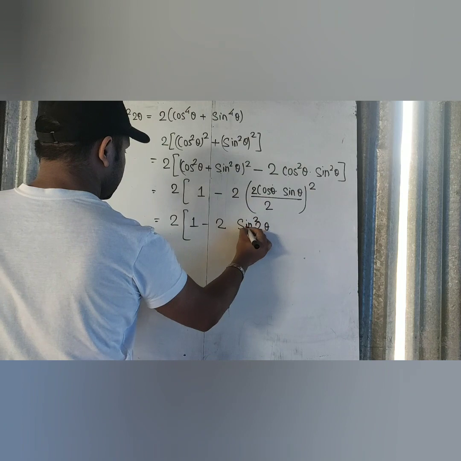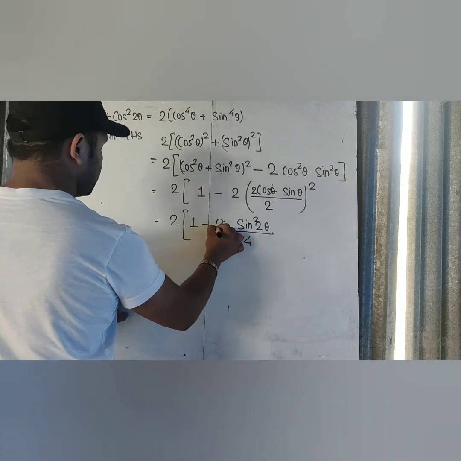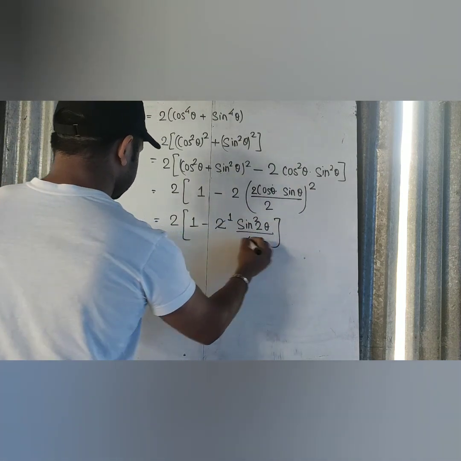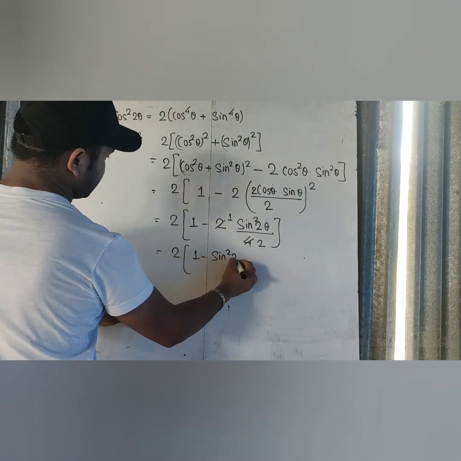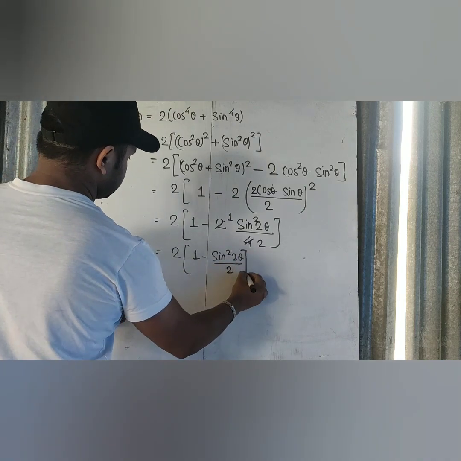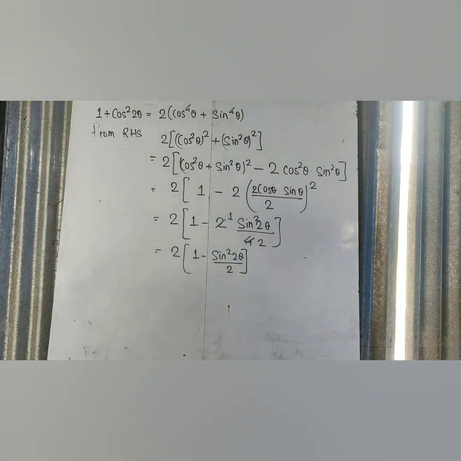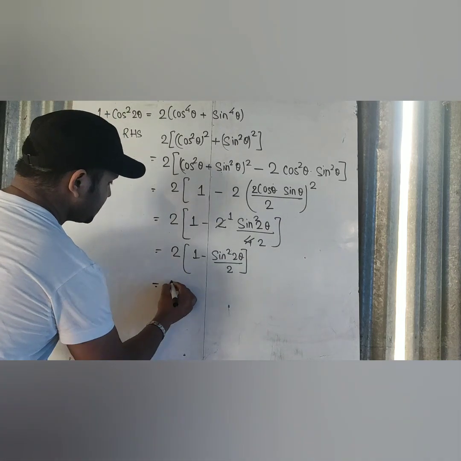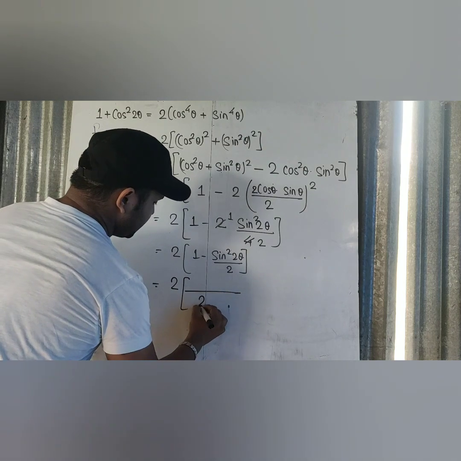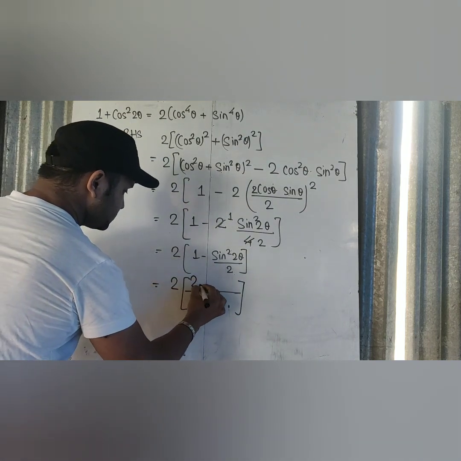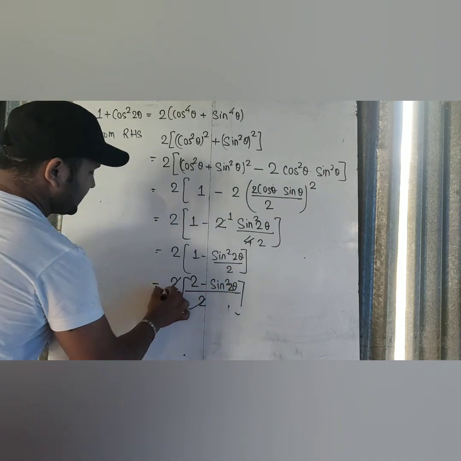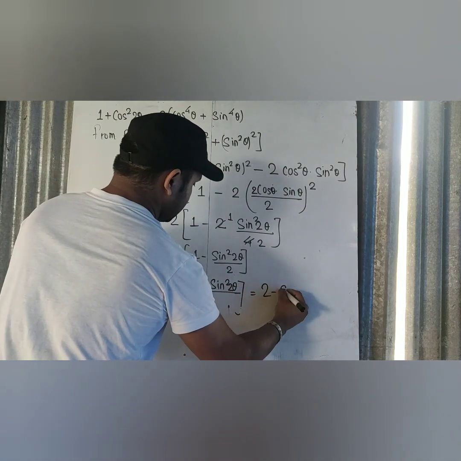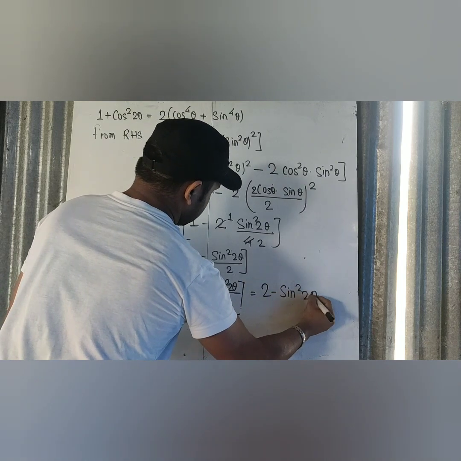You have the square here, and 2 square is 4 here. So 2 times 1 is 2, 2 times 2 is 4. So you have 1 minus sin square 2 theta by 2. Now you can take the LCM of the denominators here. We can solve it. You have LCM is 2. 2 times 1 is 2 minus sin square 2 theta. 2 and 2 cancel. Now what you have left is 2 minus sin square 2 theta.